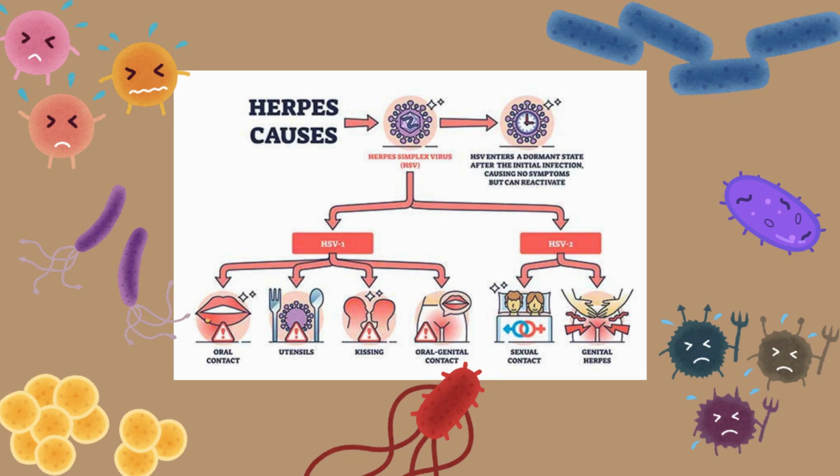HSV is primarily transmitted through direct contact with infected saliva, skin, mucosal surfaces, or bodily fluids. HSV-1 is more commonly spread through oral contact, such as kissing.